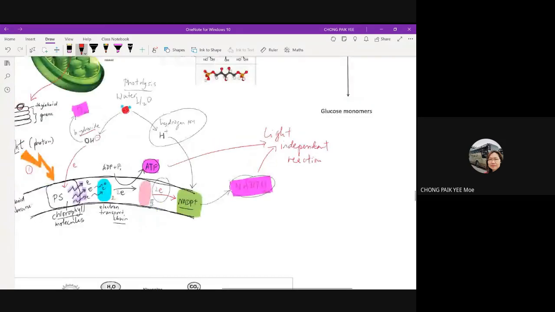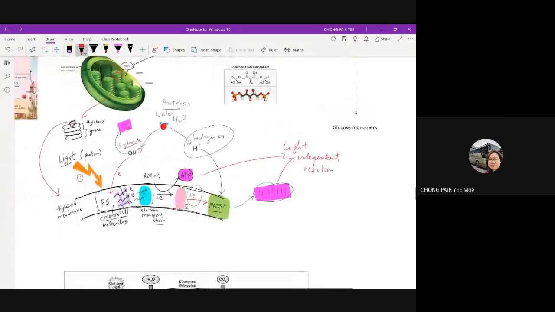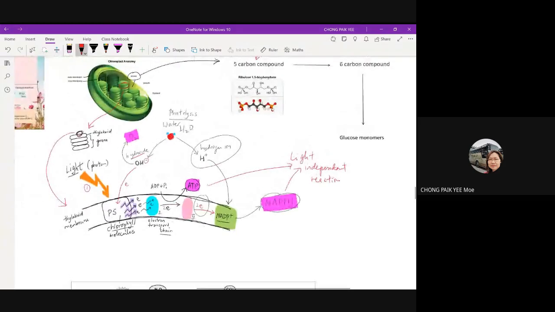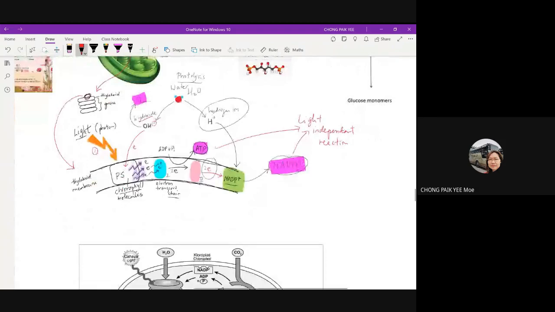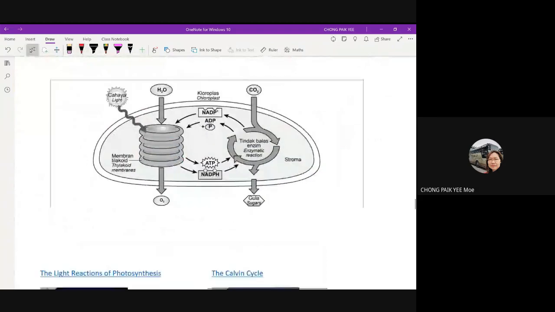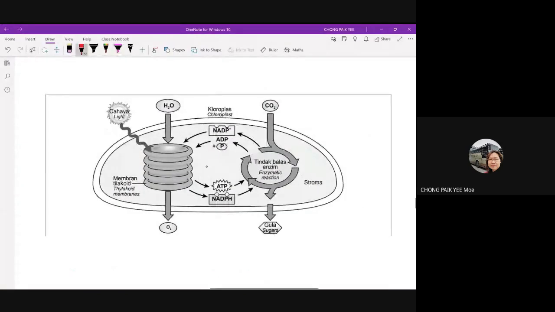So this is what we have so far. Now if you look at the summary here, this is from your workbook. Take a look at your workbook, on page 35. This is a summary of everything, of course in diagram form. So what you need is, first of all, you need your light.